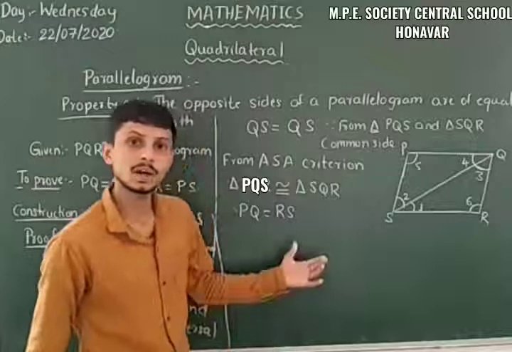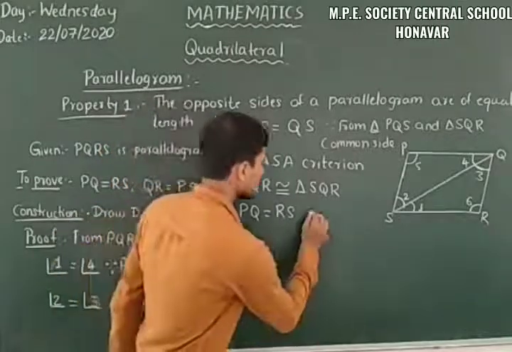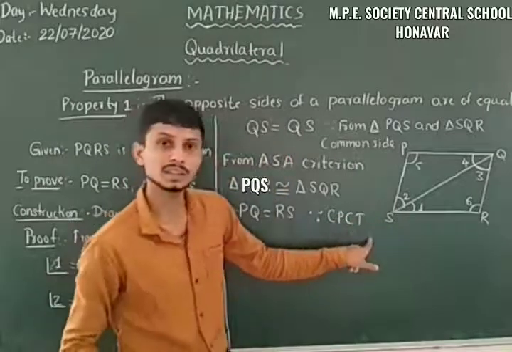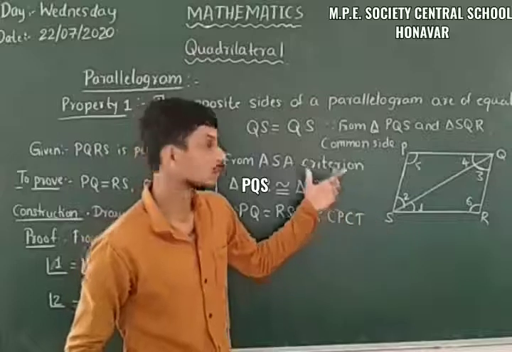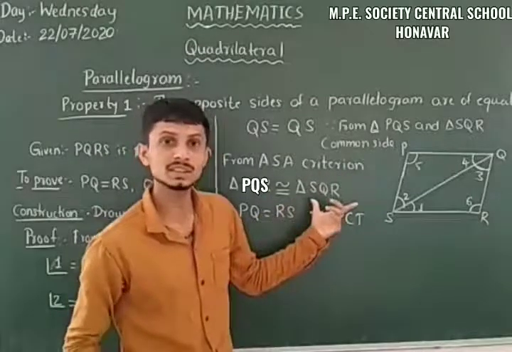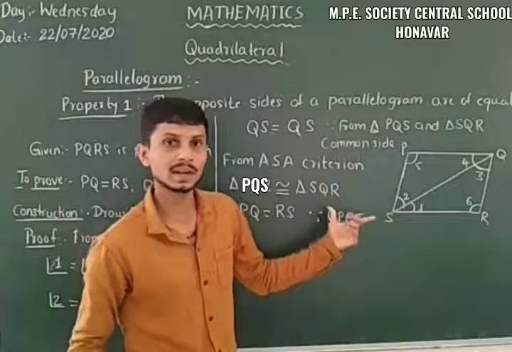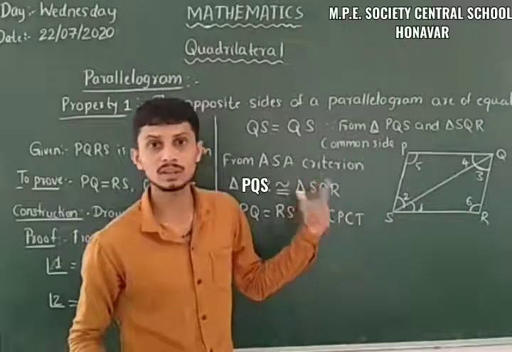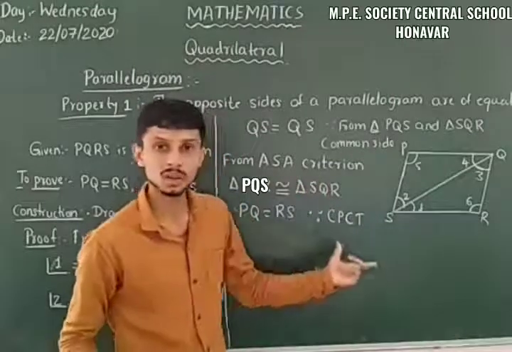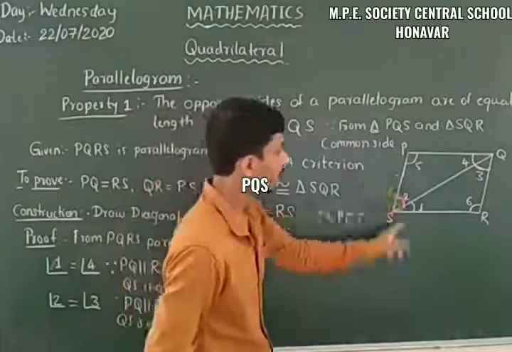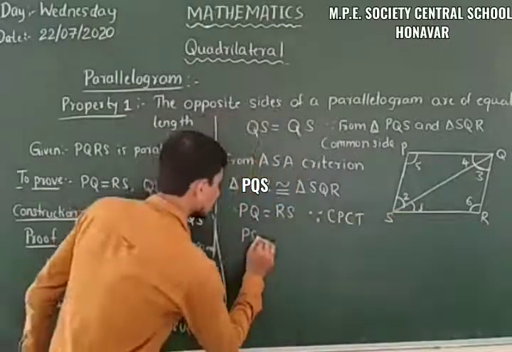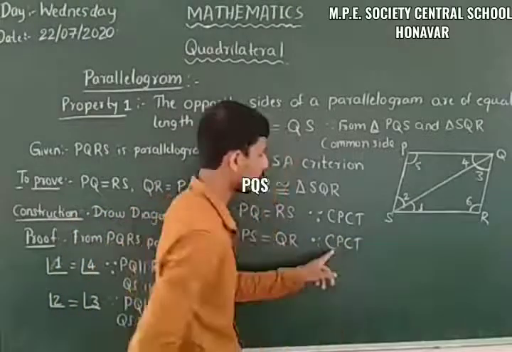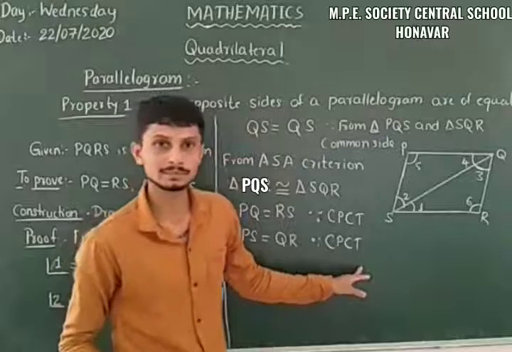That means congruent parts of corresponding triangles. So we can take it as CPCT. So CPCT means congruent parts of corresponding triangles. So when the criterion holds good, these are congruent triangles. Both the triangles are one and the same. So PQ is equal to RS. Then PS is equal to QR, and this is also because of CPCT, congruent parts of corresponding triangles.